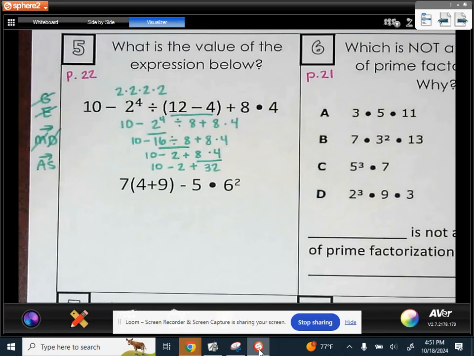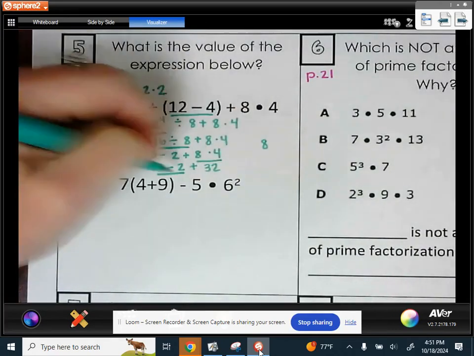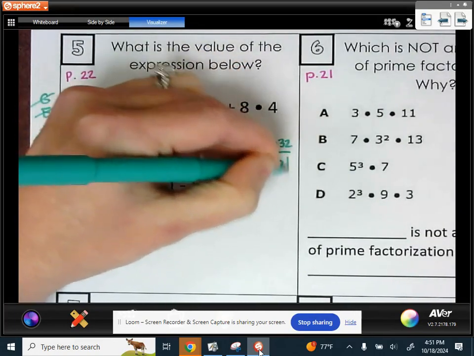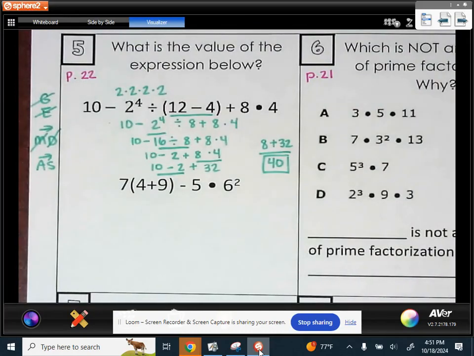And then we add and subtract from left to right. So we're going to do the subtraction. I'll just move over here. That's going to give me 8. And then 8 plus 32 is going to give me 40 for that first one.